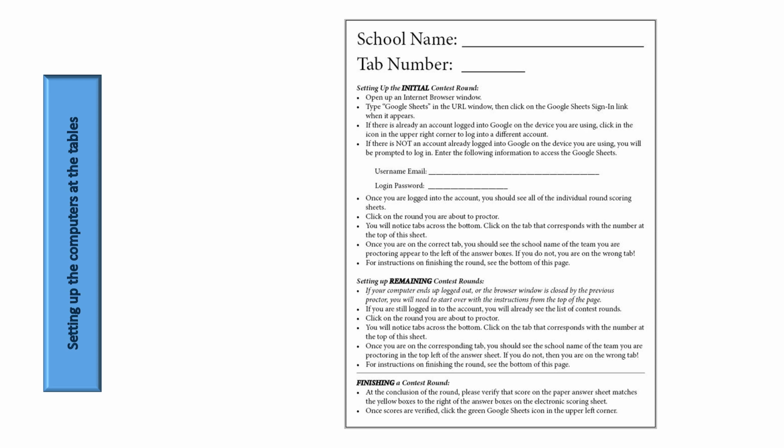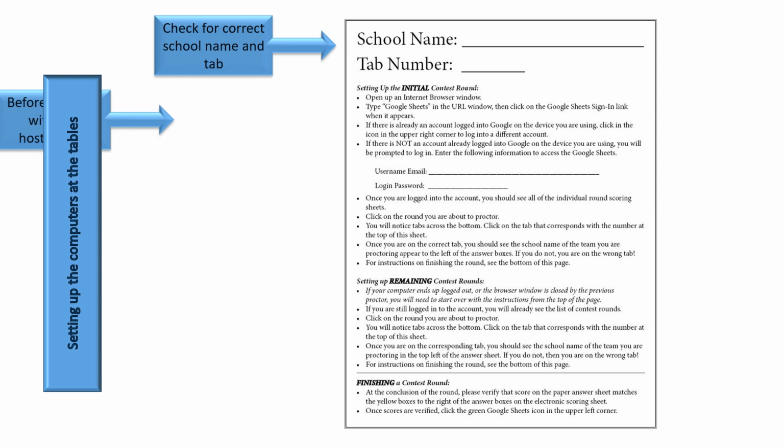When you're finished with the round, you need to verify the scores and click the Google Sheets icon on the upper left to go back to the set of files that we have given the school so that the next proctor can find the next round's information. You also need to open up the roster form. You can keep that roster form open the entire competition because each subject area will need to reference that form throughout the competition.